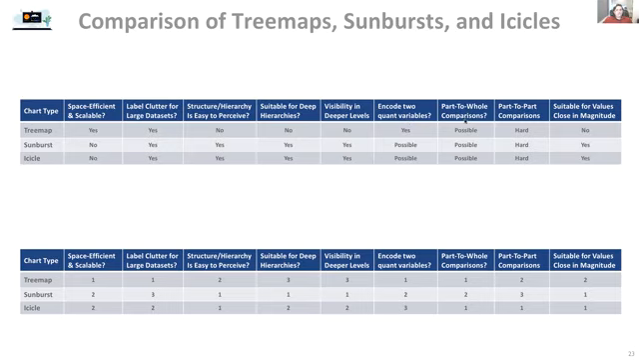Part-to-whole comparisons are possible on all the three types of chart, but as I explained earlier, tree maps can do a better job than sunburst charts. This is because comparing areas of rectangles and dealing with straight lines is easier than dealing with angular measurements. Tree maps probably do a better job in terms of part-to-whole comparisons than icicle charts as well.